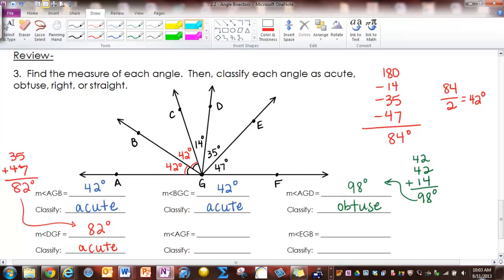The next angle they ask for is the measure of angle AGF. Now AGF looks like a straight line. It is going to be all those measures added up, which is going to be 180 degrees. And since it's 180 degrees, we are going to classify this angle as straight.